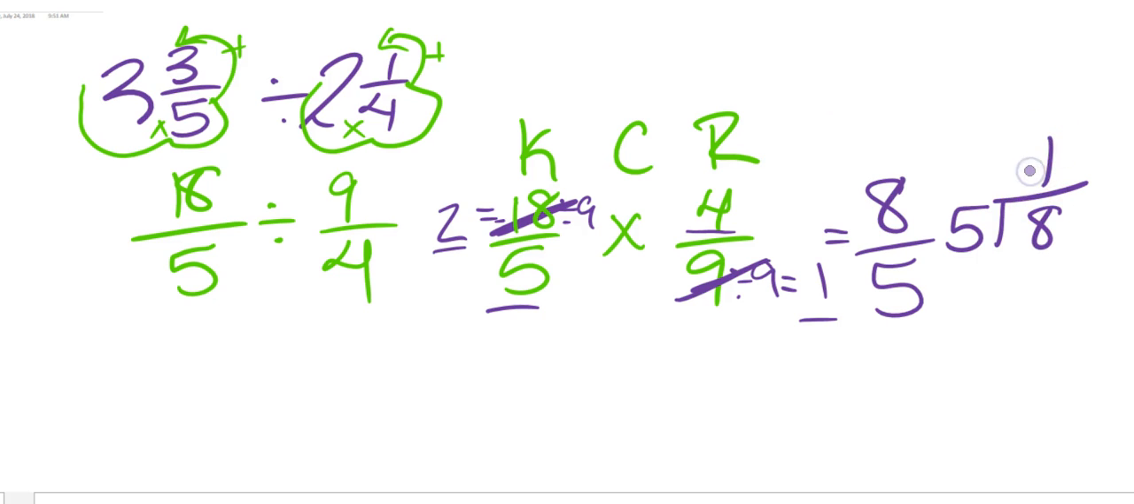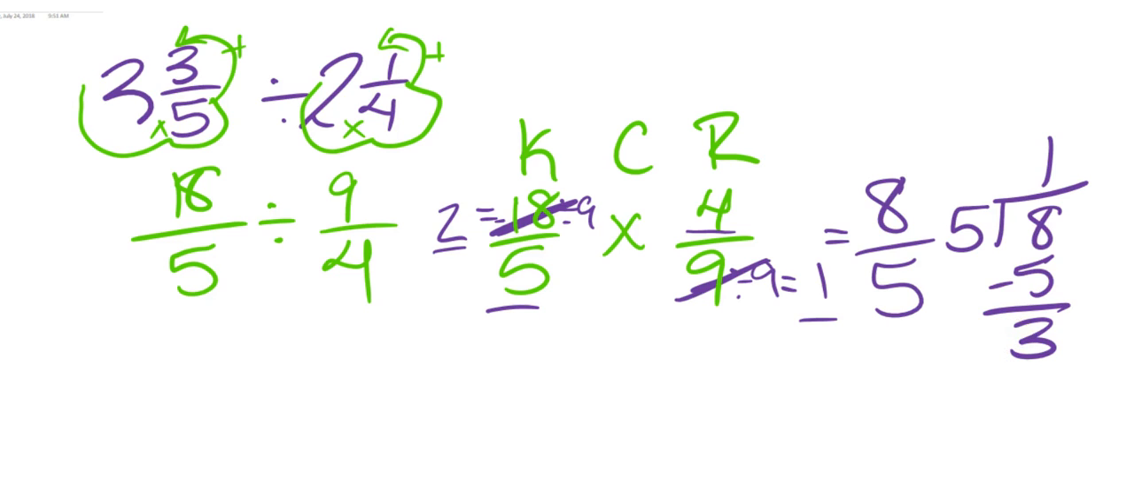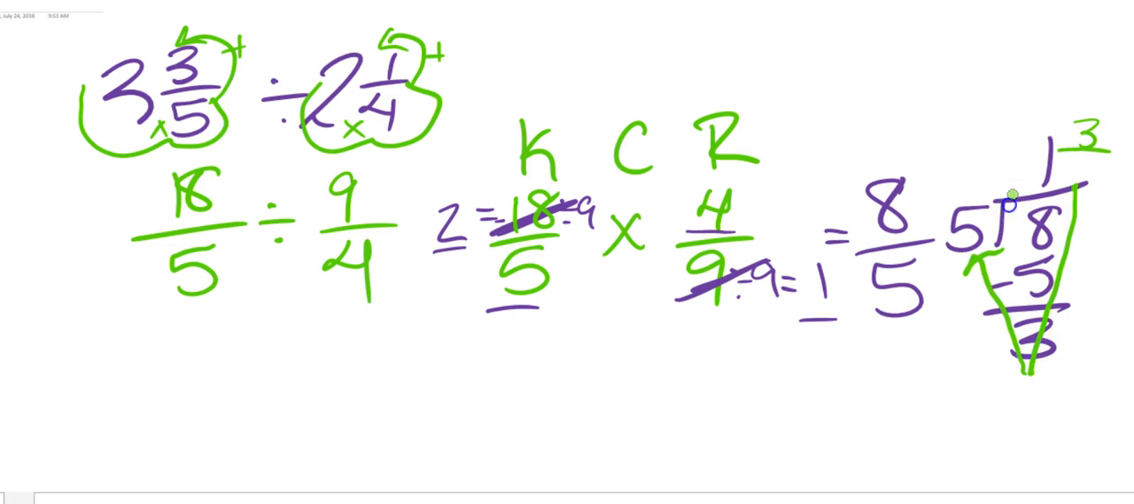5 goes into 8 one time. 1 times 5 is 5, and now we subtract. All right, now we want to leave our answer as a mixed number because we're dealing with fractions. So I'm going to come up here and collect this 3, and that's going to become our numerator. Then I'm going to come up here and pick up this 5, and that's going to become our denominator. So our answer to this problem is 1 3/5.